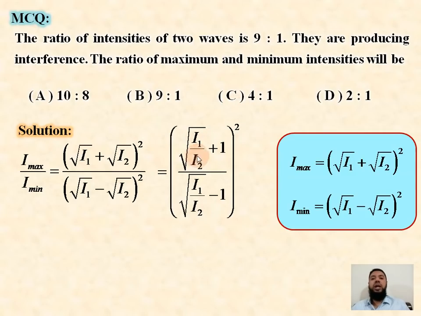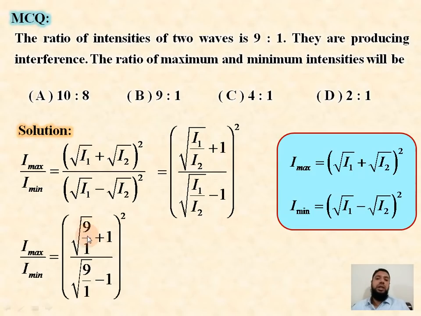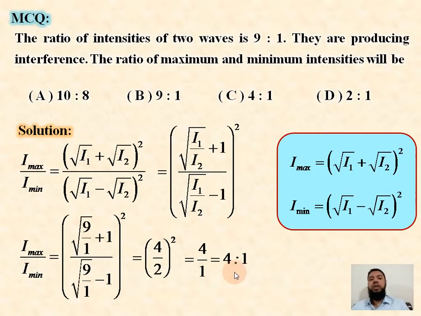Now substitute the value for I1 by I2 as 9 by 1. On substituting, (square root of 9 by 1 plus 1) divided by (square root of 9 by 1 minus 1) whole square ಆಗಿದೆ. Square root of 9 is 3, 3 plus 1 is 4, square root of 9 is 3, 3 minus 1 is 2, 4 by 2 ಆಯಿತು. It is nothing but 2 by 1. ಸ್ಕ್ವೇರ್ ಮಾಡಿದಾಗ it is 4 by 1. The ratio of maximum to minimum intensity is 4:1. Hence the correct option is option C, 4:1. ಮುಂದಿನ ಪ್ರಶ್ನೆಯನ್ನ ನೋಡೋಣ.